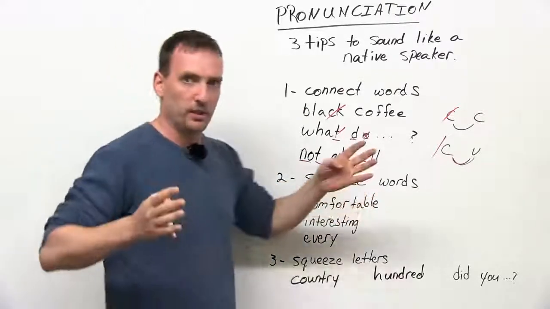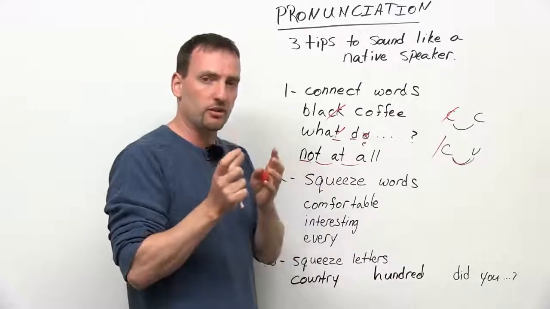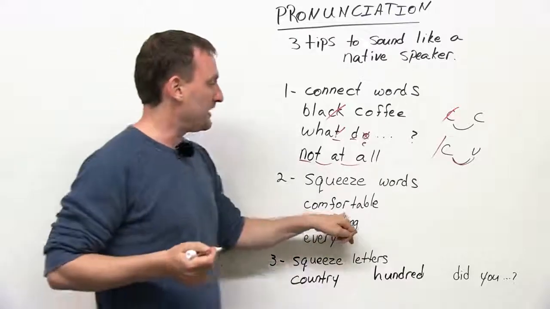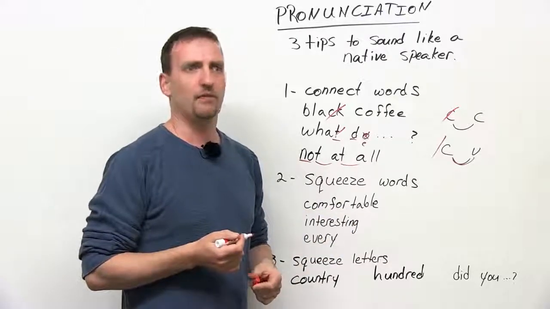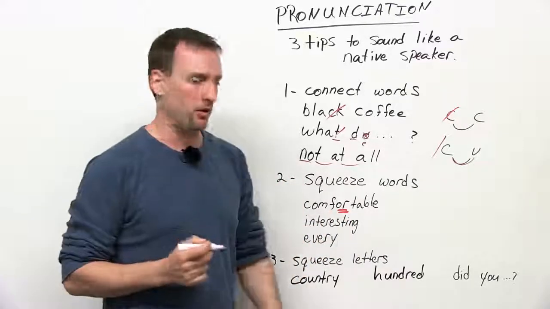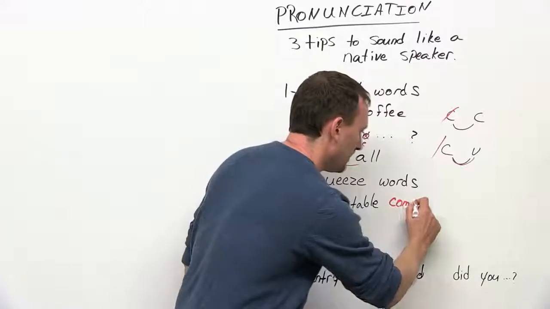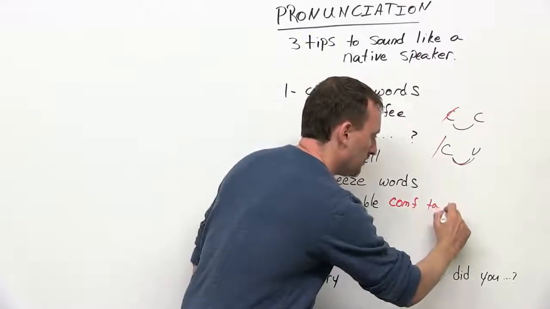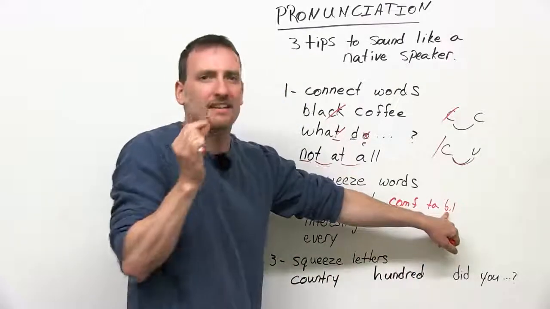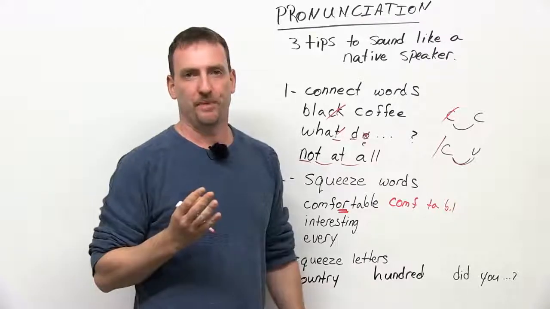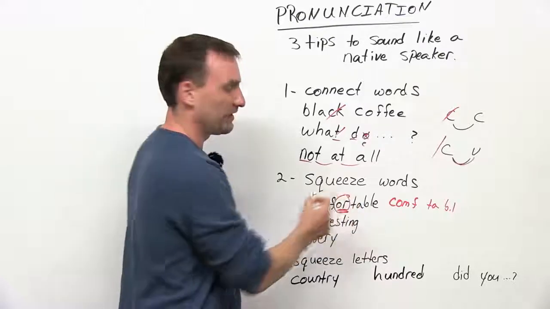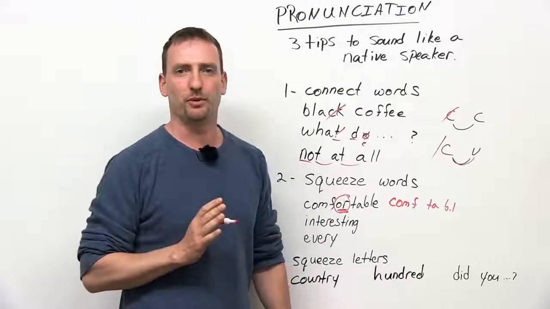Another thing we do is we squeeze some words, okay? Certain words, we don't say all the syllables. We don't even say all the letters. I've heard many students say, comfortable. But native speakers, we don't say this part. We don't say the or. We say comf, ta, bull. And notice the last sound is like a small, tiny little L in there. Comfortable. Comfortable. Okay? We don't pronounce the or. Comfortable. No, don't do that.